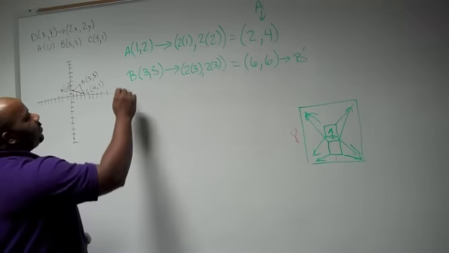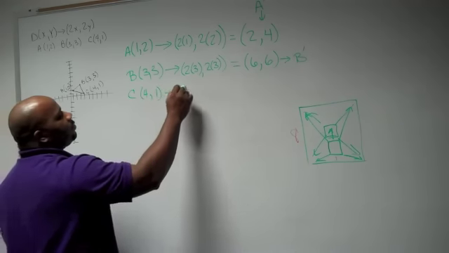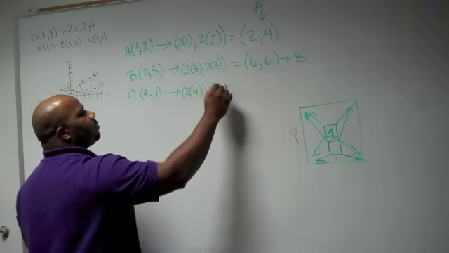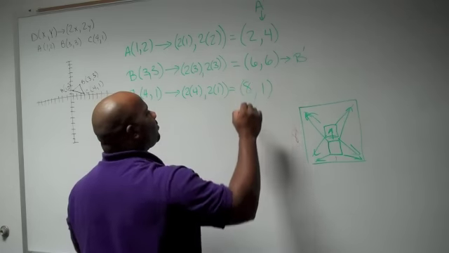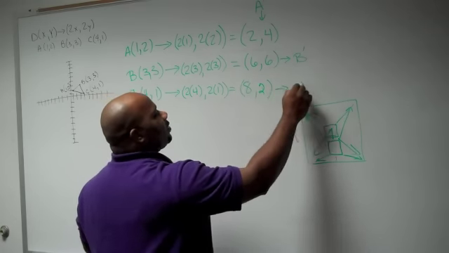Okay. And our next point, C, 4, 1. Again, we multiply by 2. So we got 2 times 4, 2 times 1, and that's equal to 8, 1. Or I apologize, 8, 2. We're going to call this new point C prime.